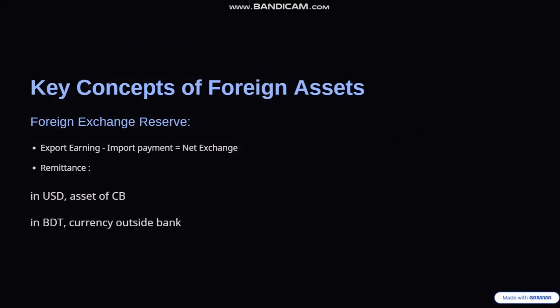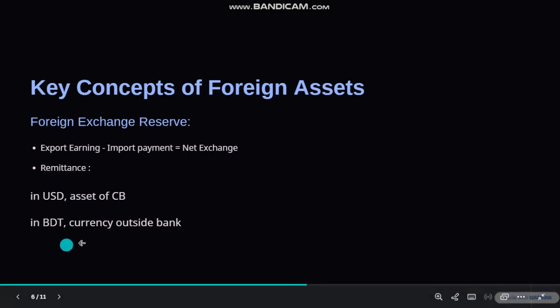Let's get to know some key concepts of foreign assets. Foreign assets include foreign exchange reserve. Foreign exchange reserve is basically export earnings minus import payments, which is equal to net exchange. Foreign assets also include remittance. In US dollars, remittance is basically an asset of the central bank, and in BDT, that's basically currency outside bank.